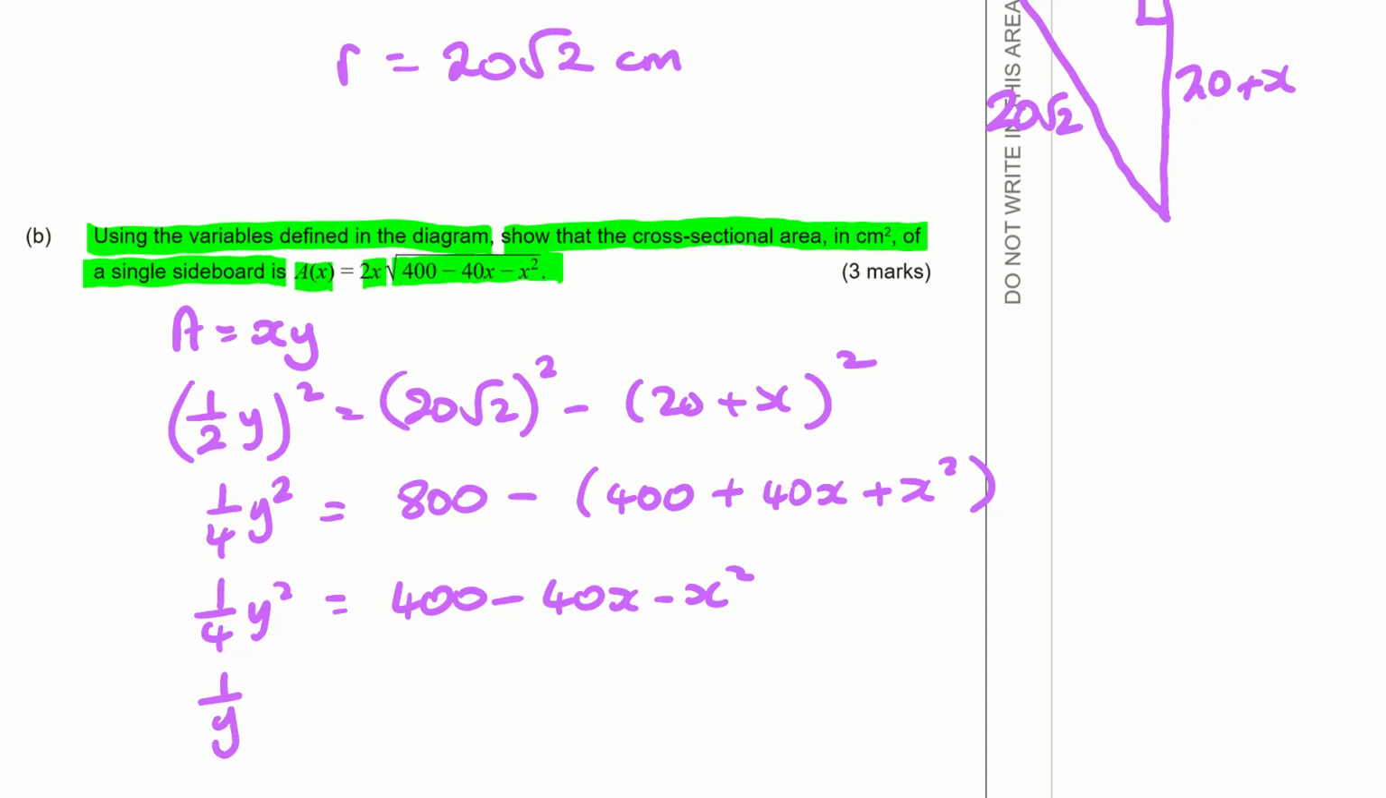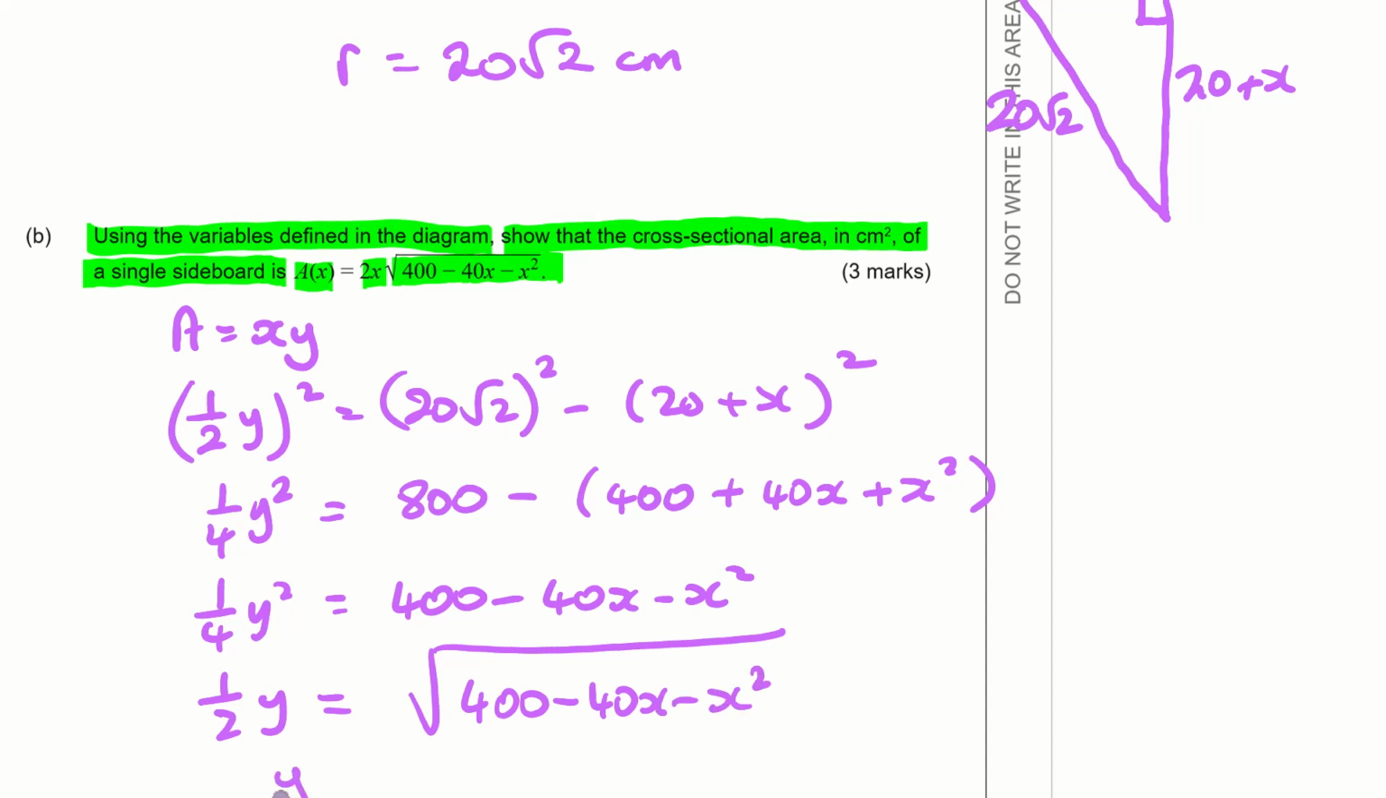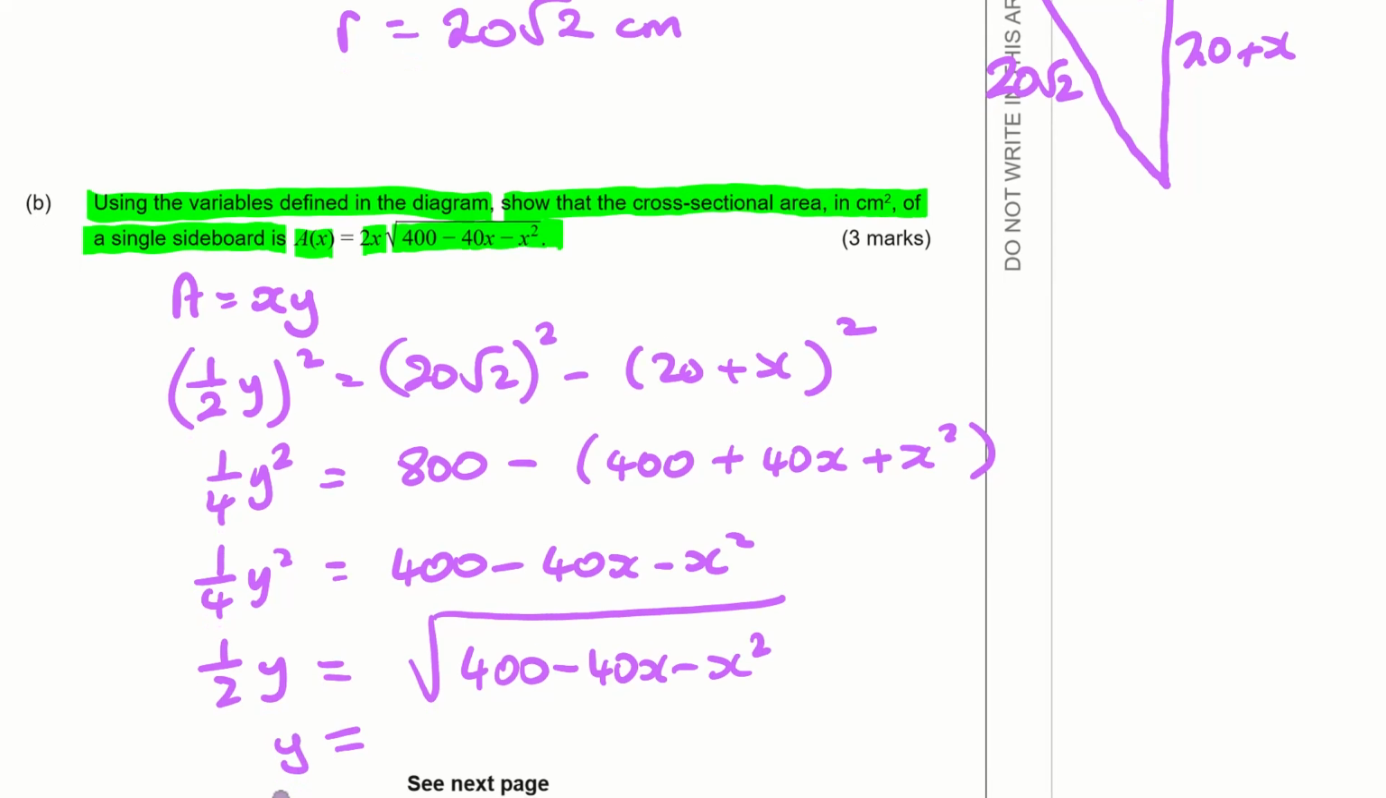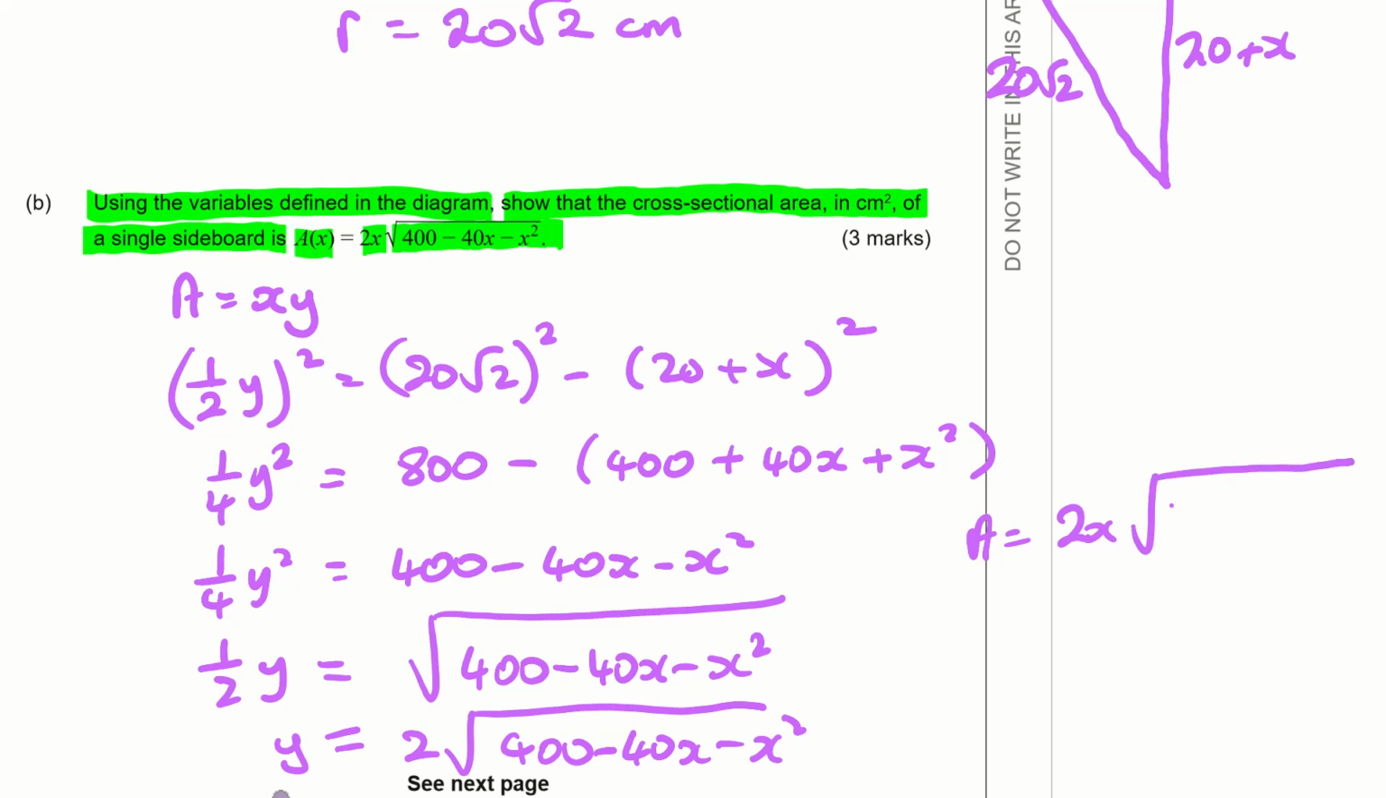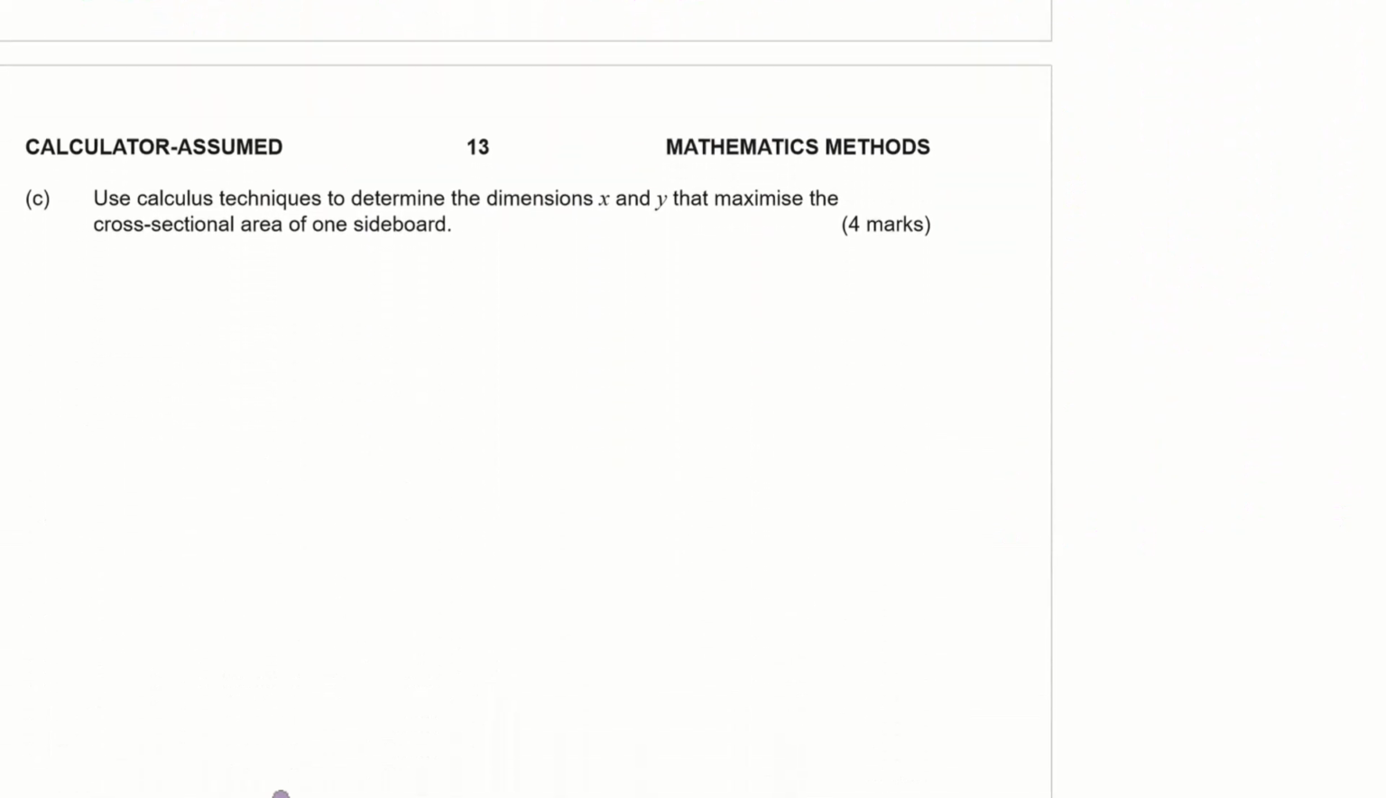and so half y is going to be the root of 400 take 40x take x squared, giving us that y is twice root 400 minus 40x take x squared, and therefore the area is just going to be 2x root 400 minus 40x take x squared as required.